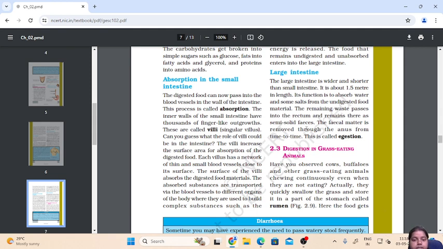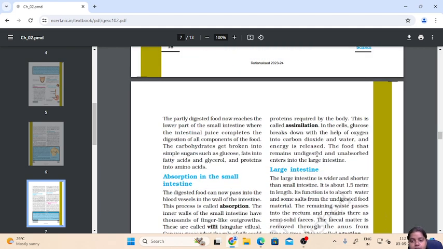Each villus has a network of thin and small blood vessels close to its surface. The surface of the villi absorbs the digested food material. The absorbed substances are transported via the blood to different organs of the body, where they are used to build complex substances. This process is called assimilation.